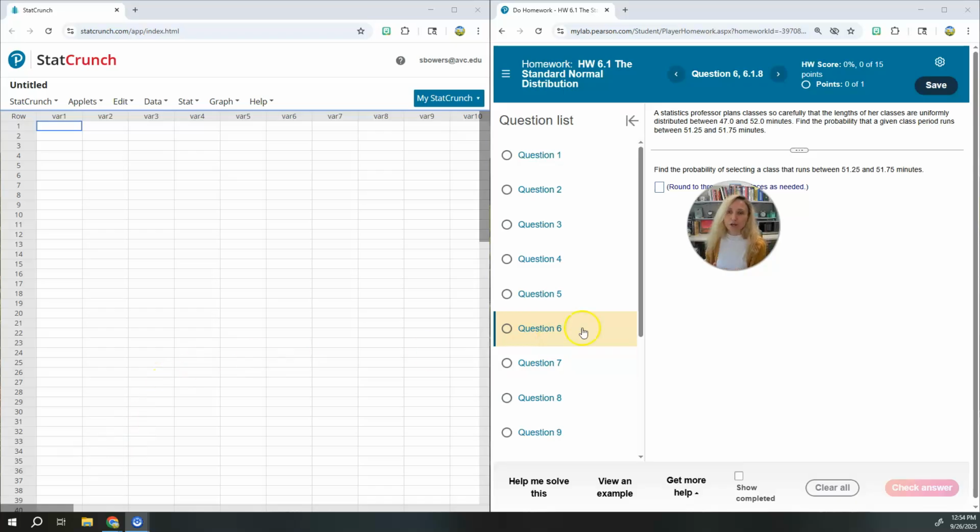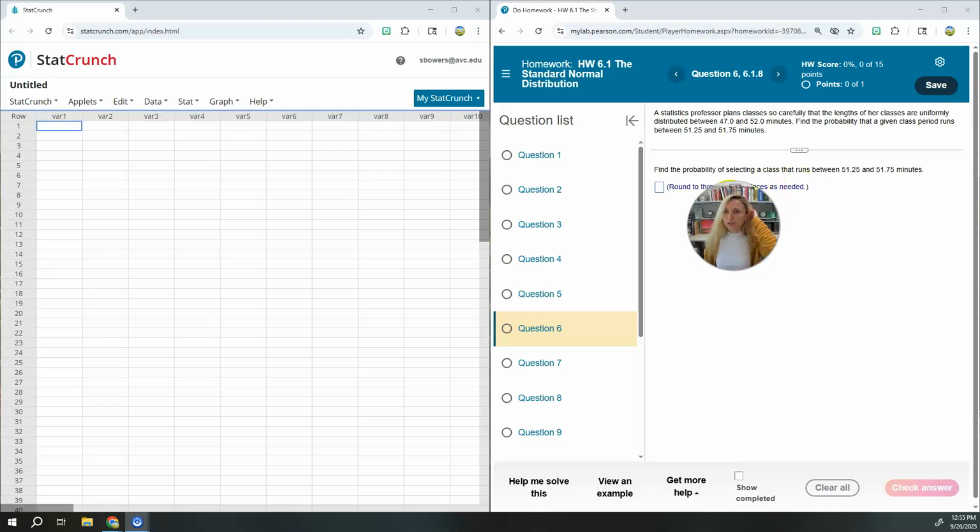For example, in Chapter 6, there is a question. A statistics professor plans classes so carefully that the lengths of her classes are uniformly distributed between 47 and 52 minutes. Find the probability that a given class period runs between 51.25 and 51.75 minutes.